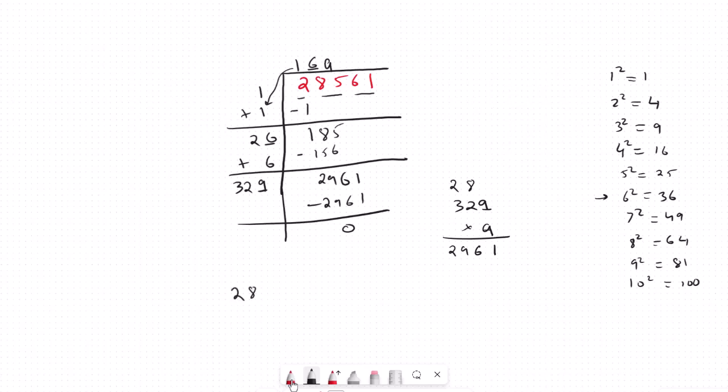So that means the square root of 28561 is 169. And again, to validate our answer, we can just multiply 169 with 169 and we should get 28,561.